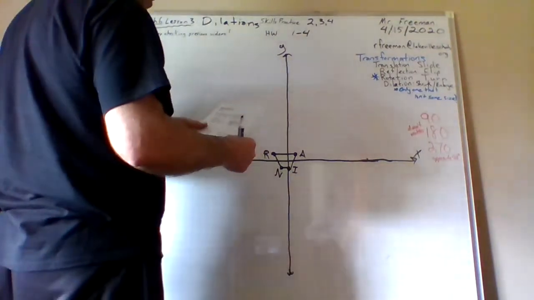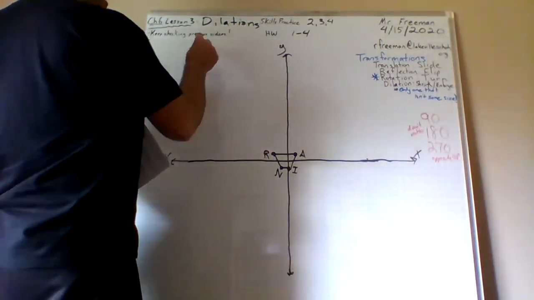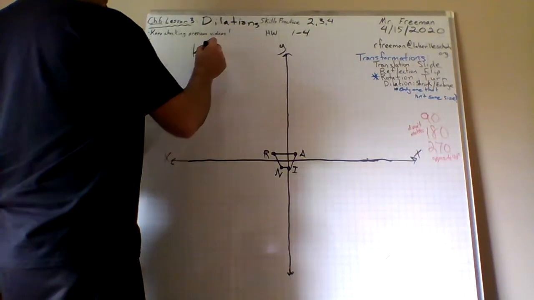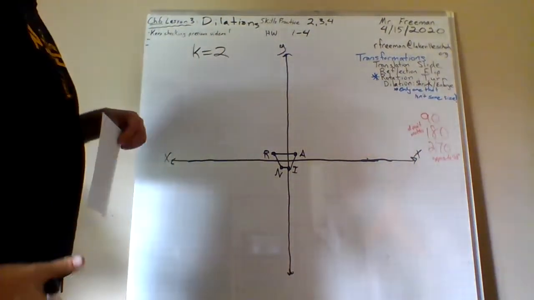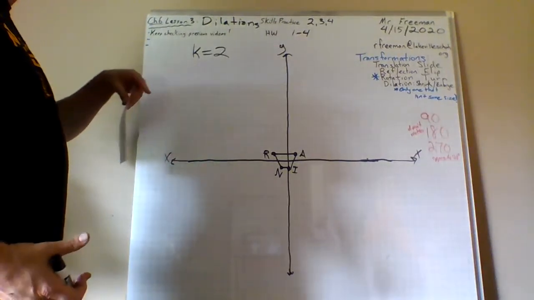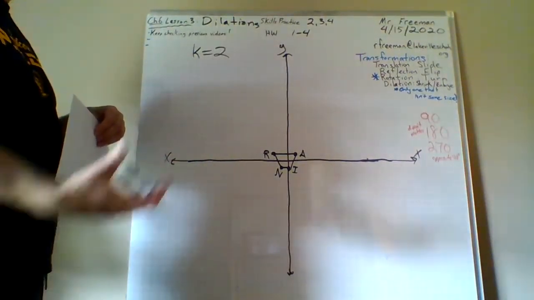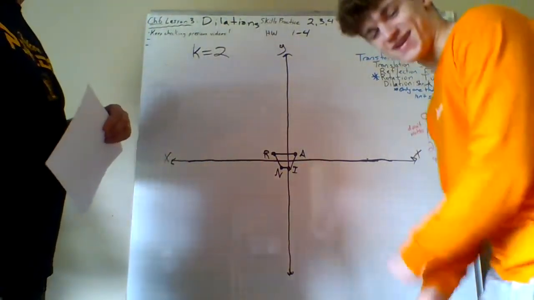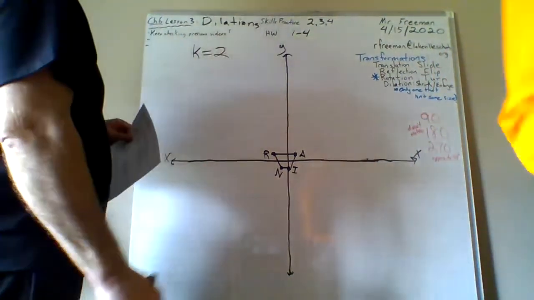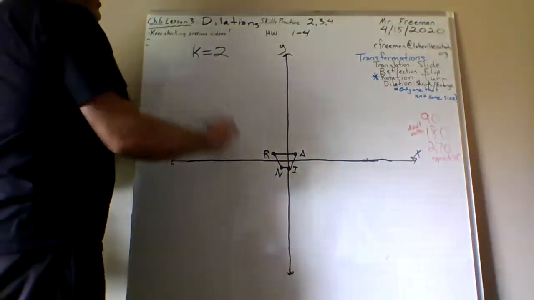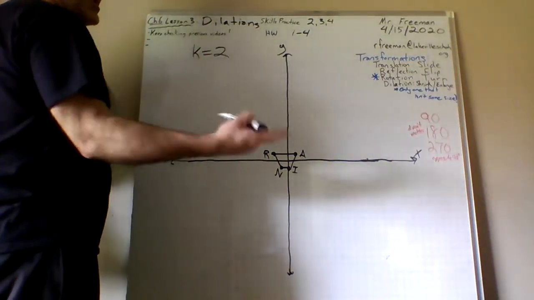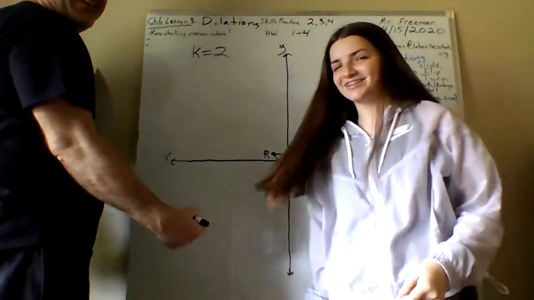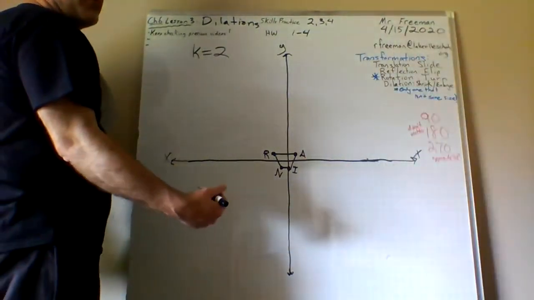Okay, so for each of these, there's a K value. And for number 2, K equals 2. That's bigger than 1. Okay, what happens when that K value is bigger than 1? It gets bigger. Okay, so when it's bigger than 1, this is going to get bigger. Sometimes the K might be less than 1. When the K is less than 1, what happens? It'll get smaller. Awesome, thank you, boy and girl.